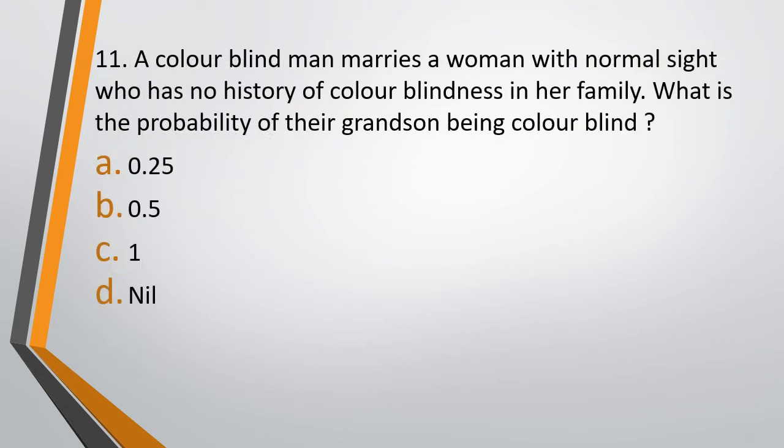Question number 11. A colorblind man marries a woman with normal sight who has no history of color blindness in her family. What is the probability of the grandson being colorblind? 0.25, 0.5, 1, nil. We are talking about their grandson. The correct answer is option D, nil.